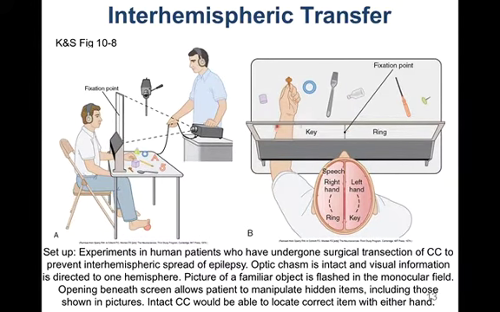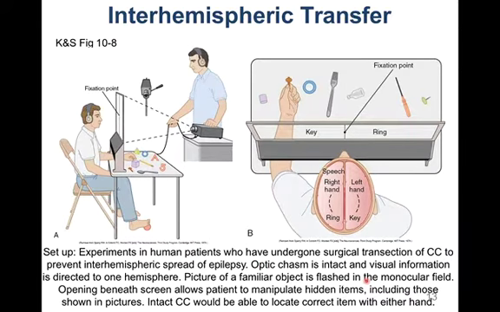Okay, so this is what the individual might see, except if I could make this slide better, I would white this out, because it's key to this experiment to understand that the individual can't see the objects. They're asked to manually manipulate and identify them through touch. So the optic chiasm is intact. Visual information is directed to one hemisphere because it's projected to the monocular field of view. And it'll be a picture of a familiar object, something like a key or a fork or one of the other items that are shown here.